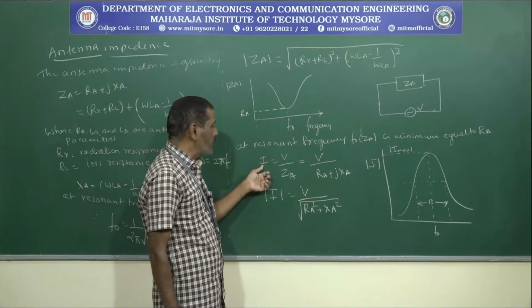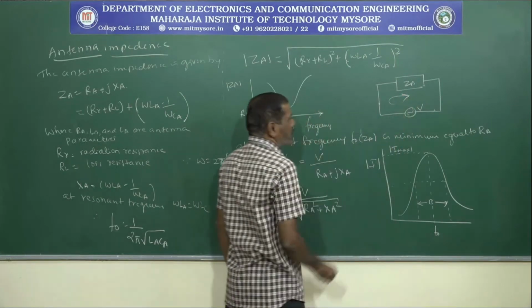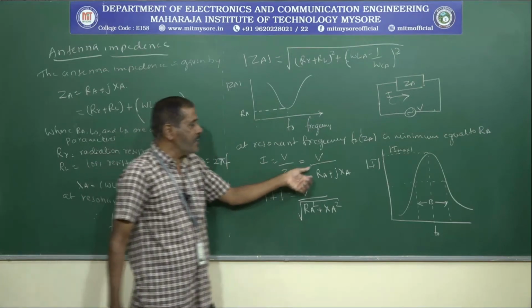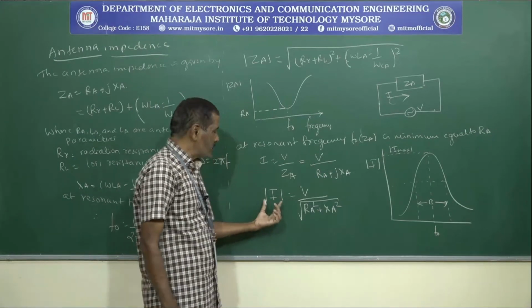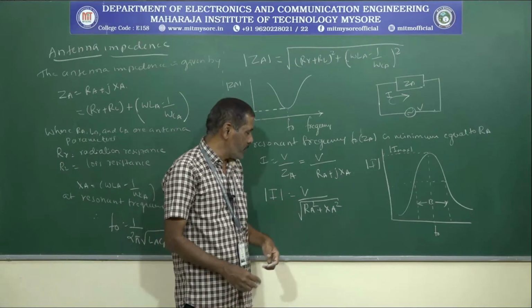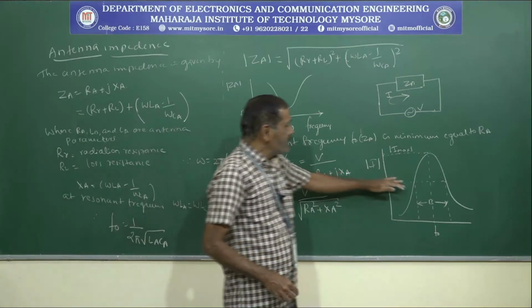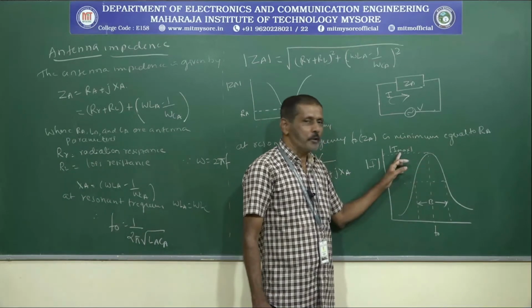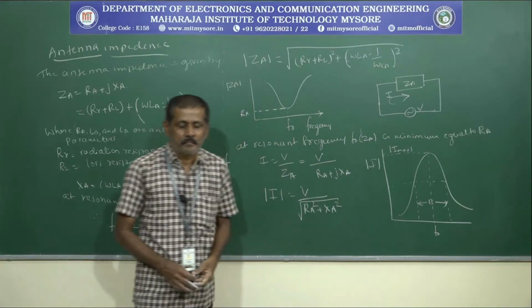Therefore the current flowing through the antenna is equal to V divided by ZA, where ZA is equal to RA plus jXA. So the absolute value of the current flowing through the antenna is V divided by root of RA square plus XA square. As at the resonant frequency the impedance is minimum, the current is going to be maximum. Here we got the maximum current.